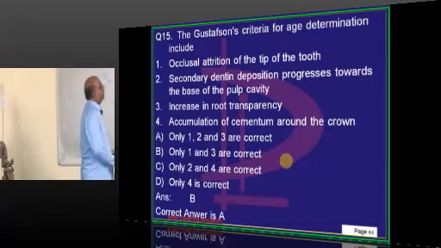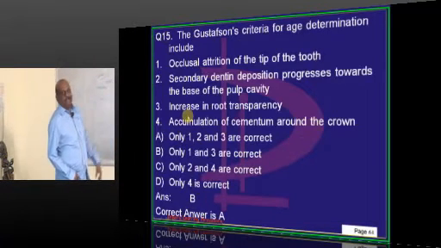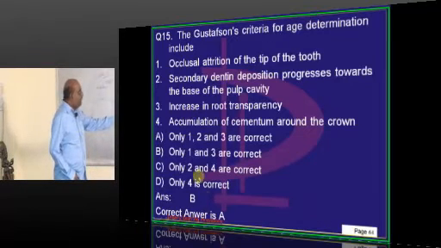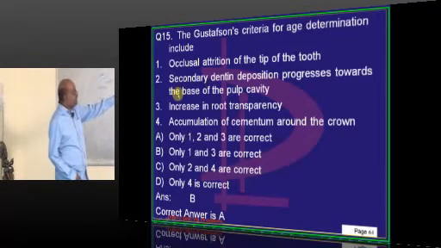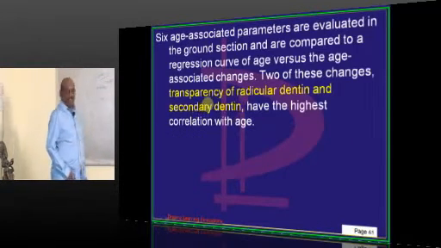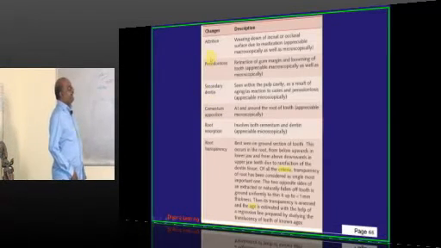So, doctor, the actual answer given was B, 1 and 3 only as correct. But I feel even 2 should be included, because secondary dentin deposition progresses towards the base of the pulp cavity. Also a true statement if you really go through the literature. So all 3 are part of Gustafson's criteria.